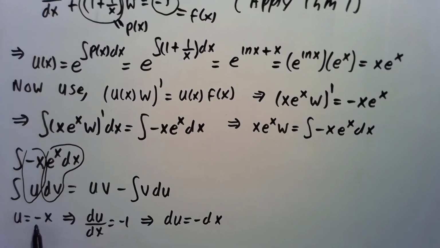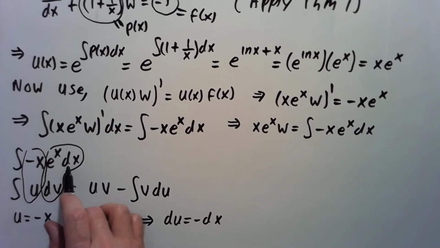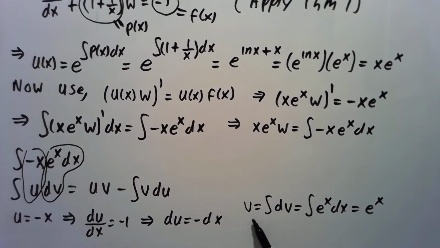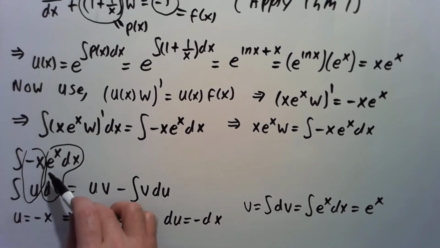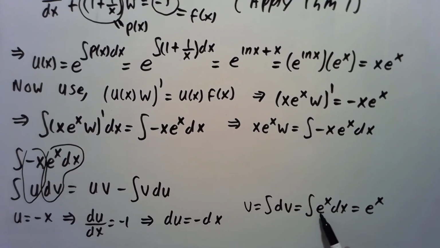So u equals negative x means taking the derivative with respect to x, du dx will be negative 1. So du will be negative dx. Now dv equals e to the x dx. Let's integrate both sides. We'll get v, which is the integral of dv, but dv is equal to e to the x dx, and the integral of e to the x is itself. Okay, so now we can make the substitutions.